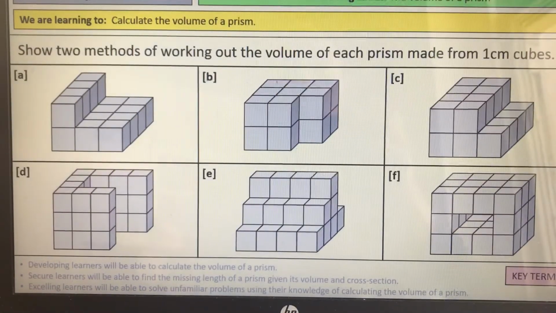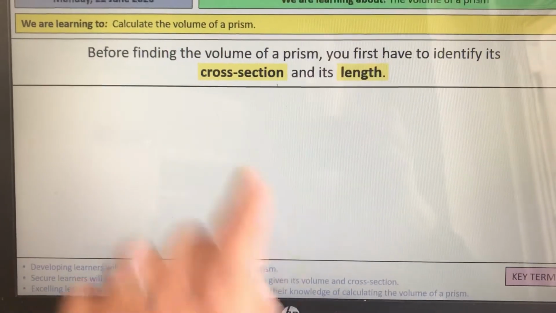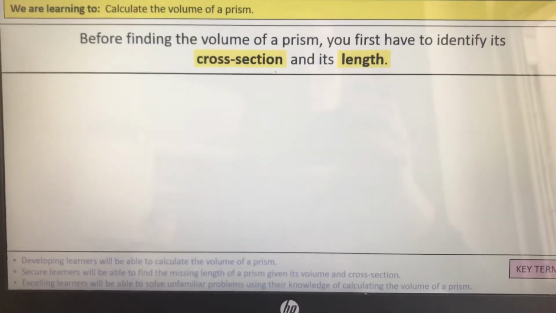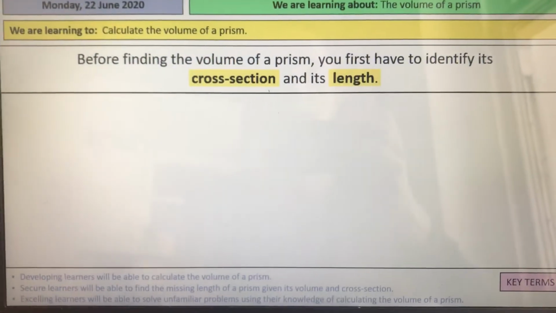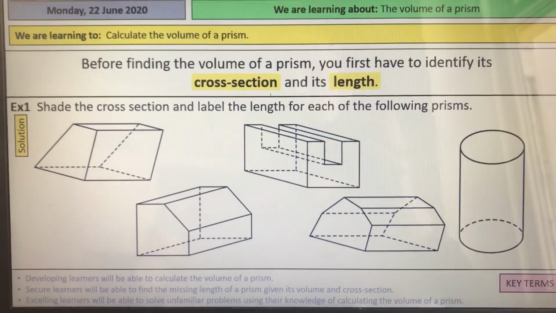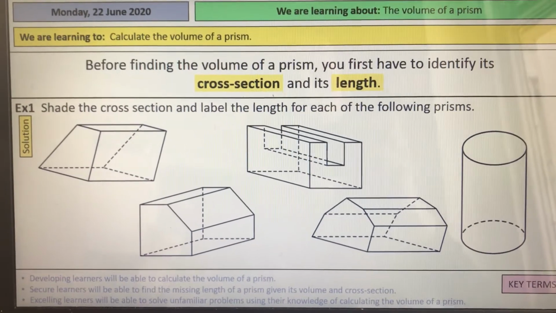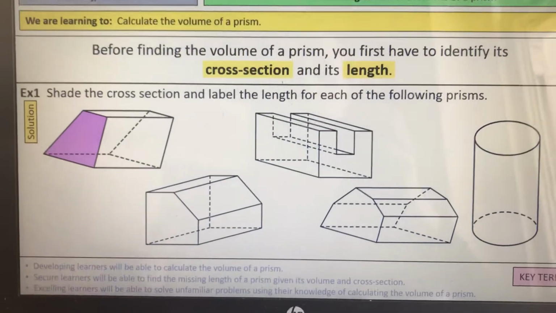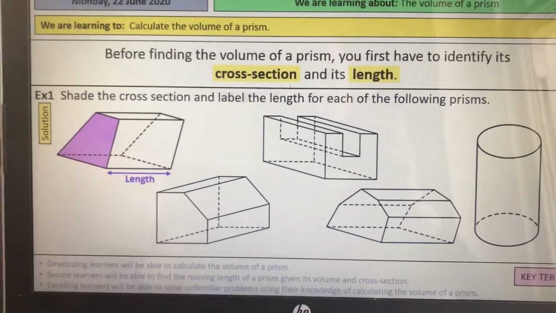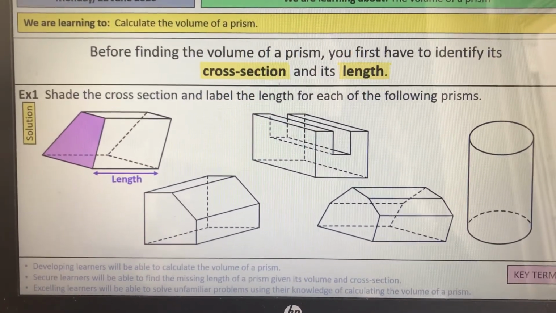Now that's really important, because if you want to find the volume of a prism, all you need to do is identify its cross-section and its length. So what I'd like you to do now is have a little look at these shapes and see if you can just touch on your screen what is the cross-section and what is the length. Have a go at doing that for the 4 other shapes.